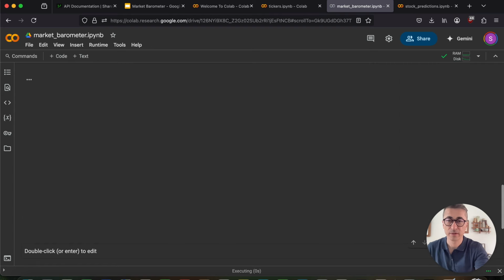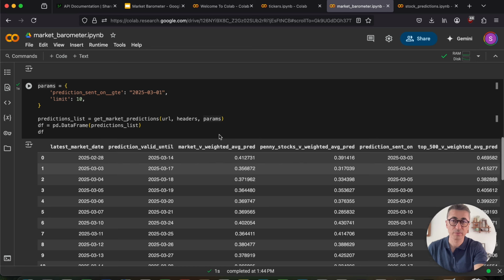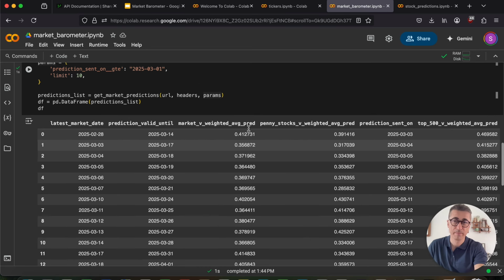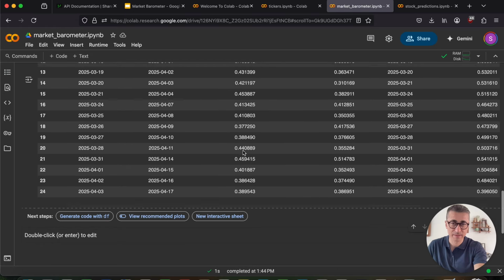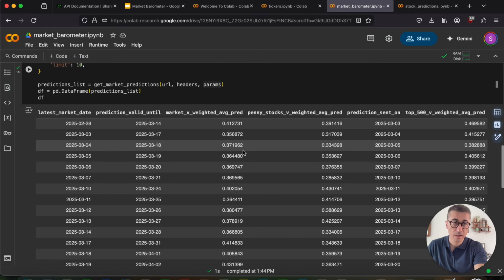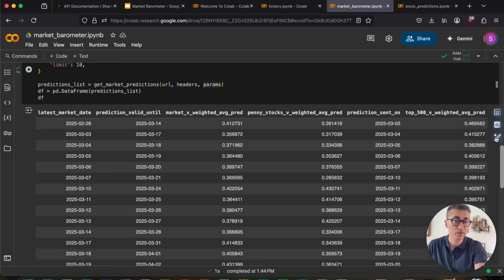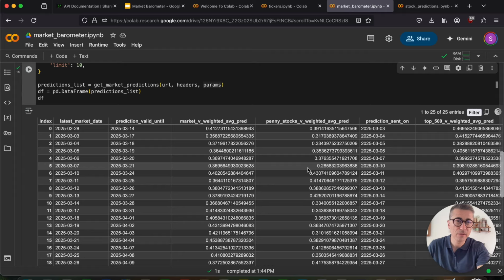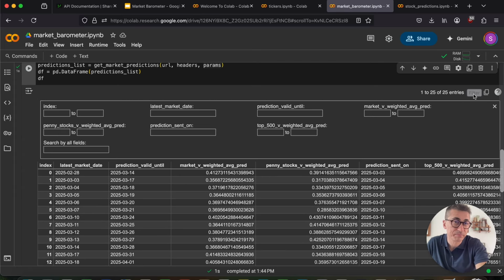If you run this code, as you can see, we get lots and lots of predictions here starting from 2025-03-01, and these are the market level predictions starting from this date. In Colab, you can use different functions here to get a better understanding of the returned data. For example, the first one converts this data frame to an interactive table. If you click on that one, we see a nicer looking table here with better filtering options. You can filter quite a lot of things.